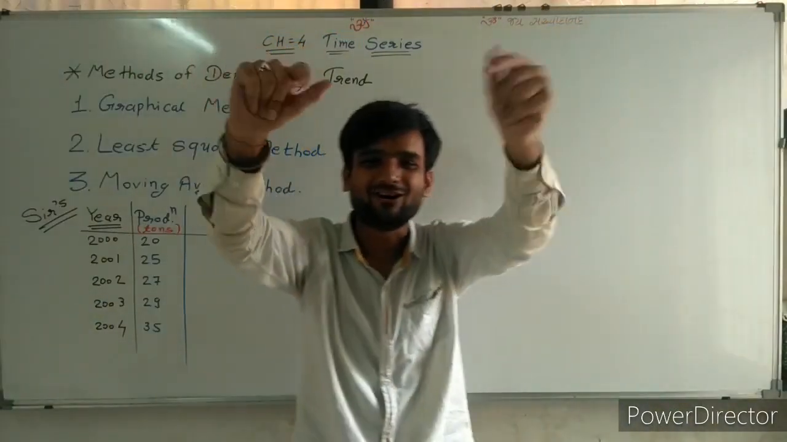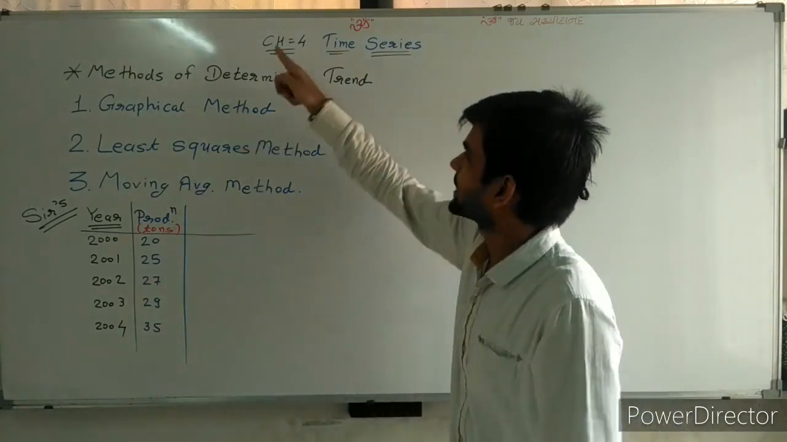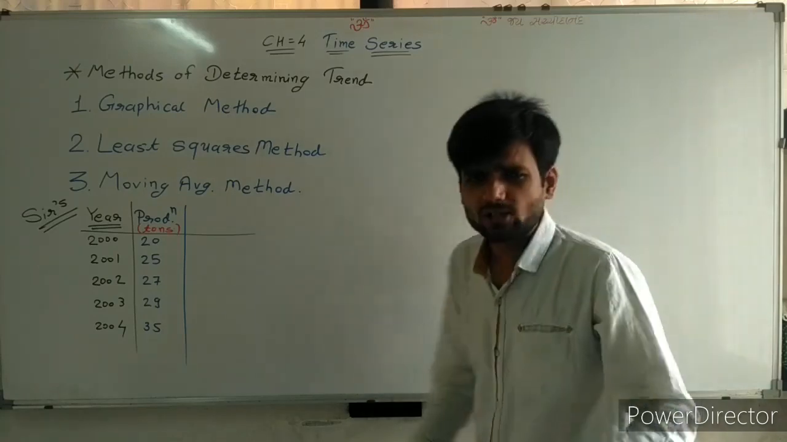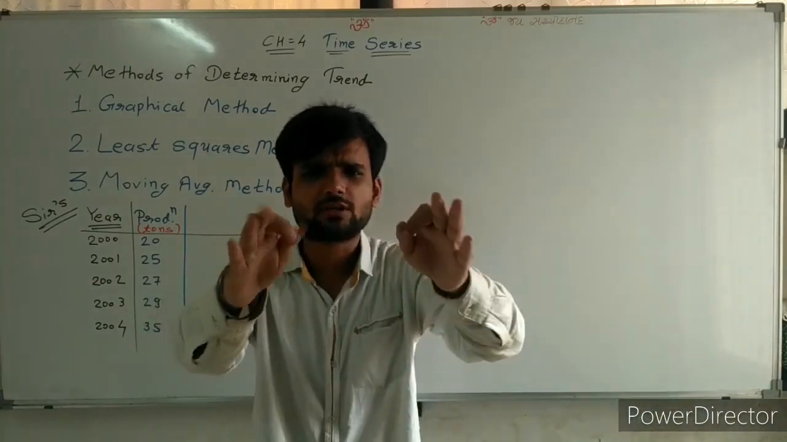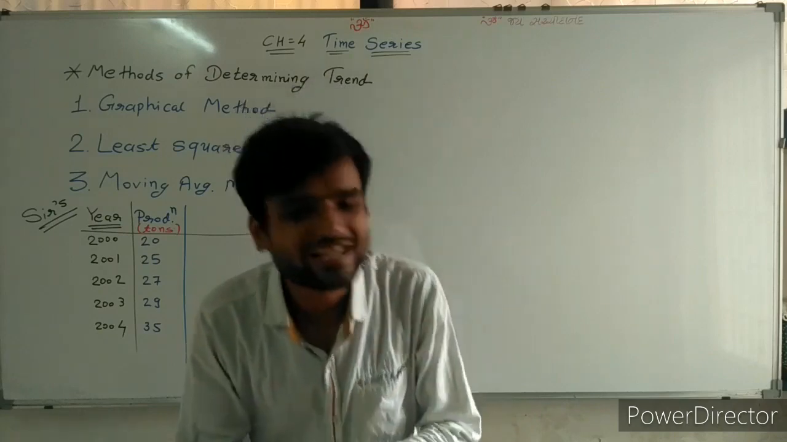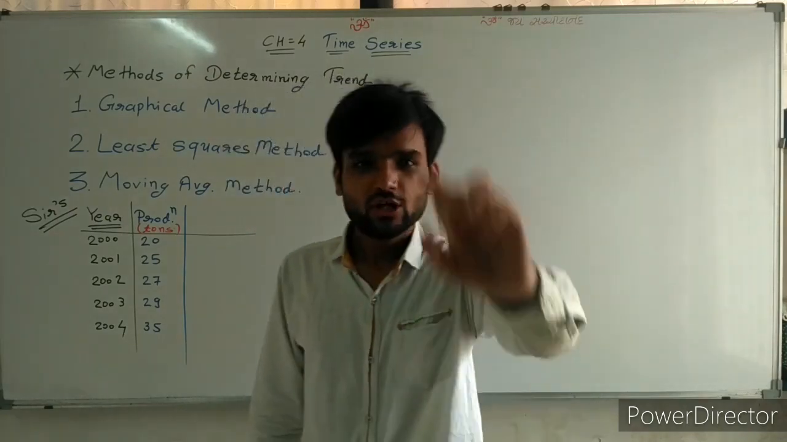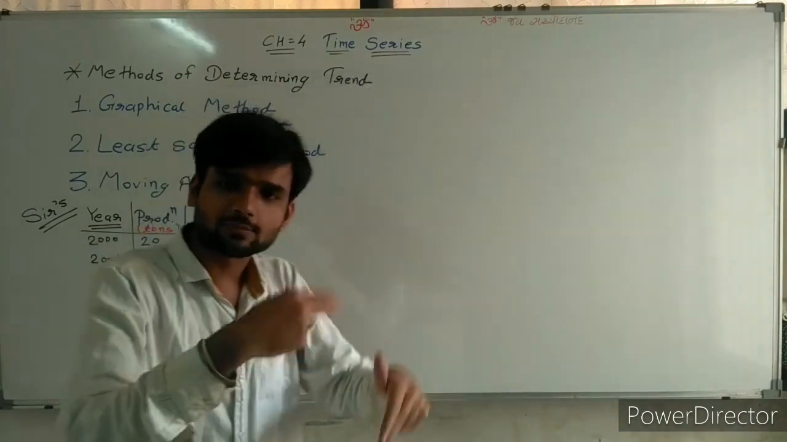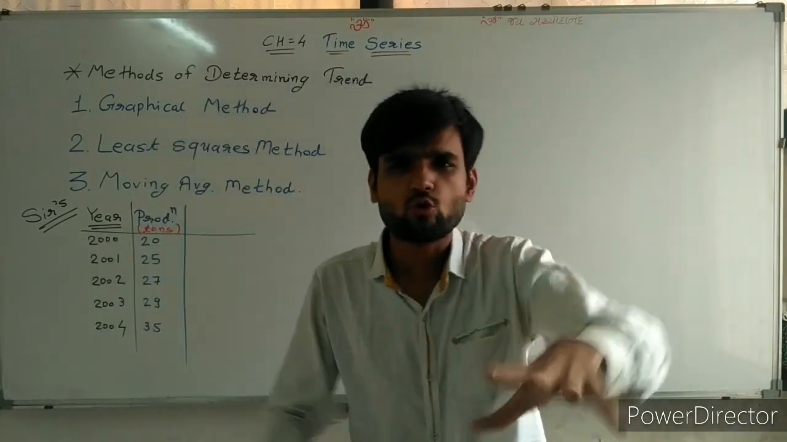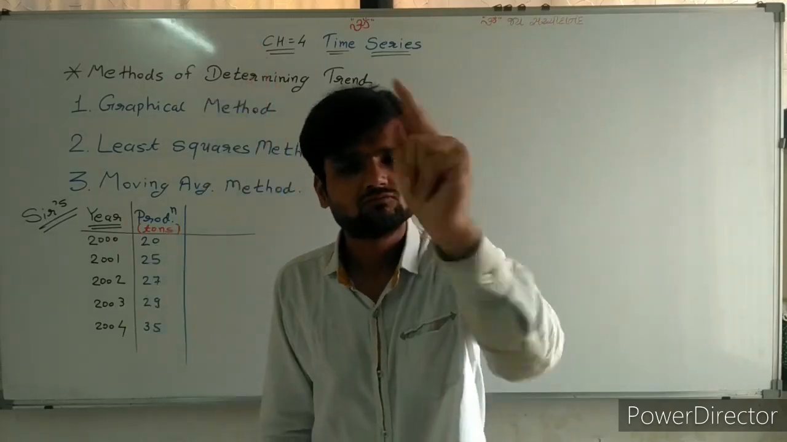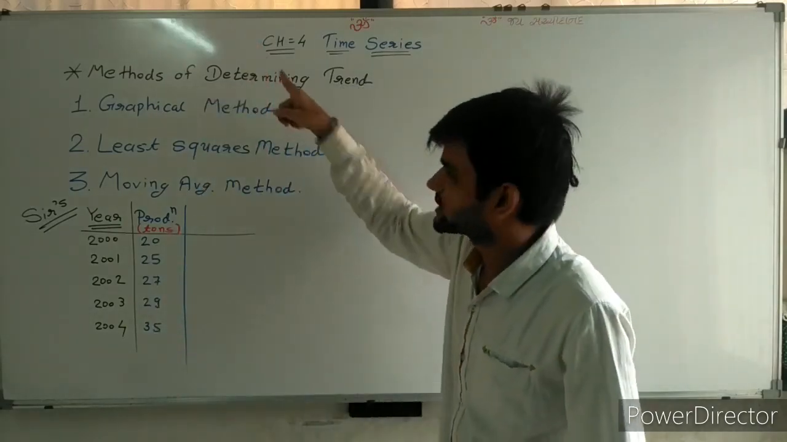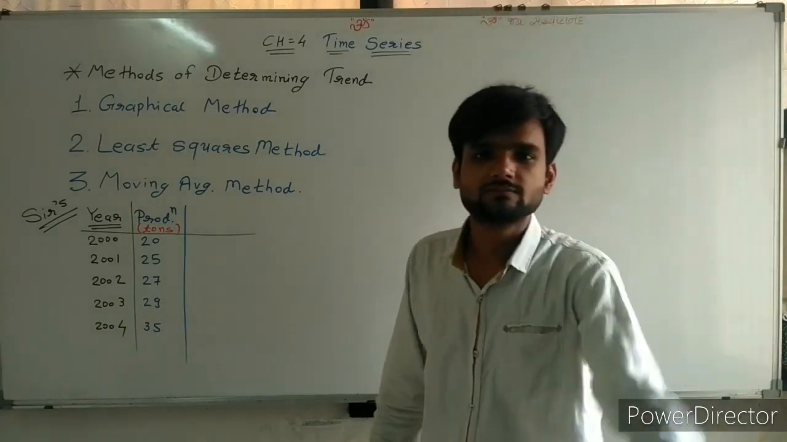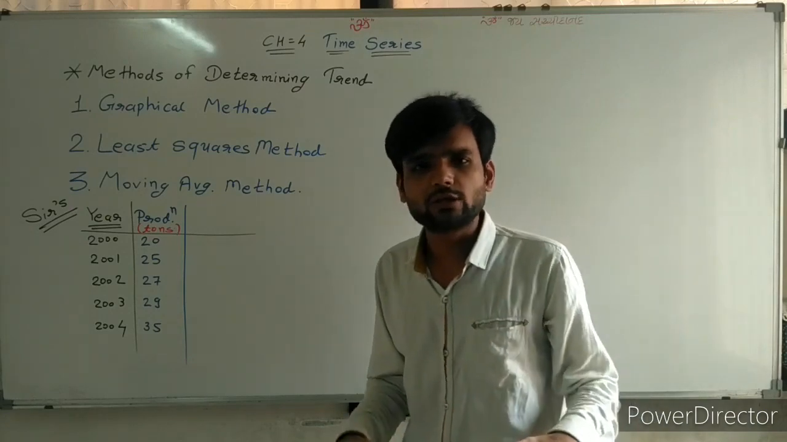Hello students. Today we are starting with chapter number 4, a new chapter, time series. This chapter is also one of the easiest chapters. Why is it easy? Because you have knowledge of chapter number 2 as well as chapter number 3, and if you know chapter number 3 very well, then this chapter is the same as chapter number 3 and very easy to calculate.